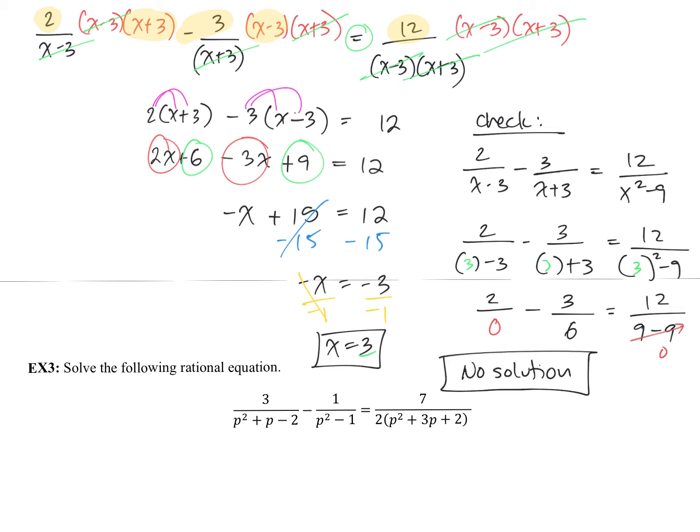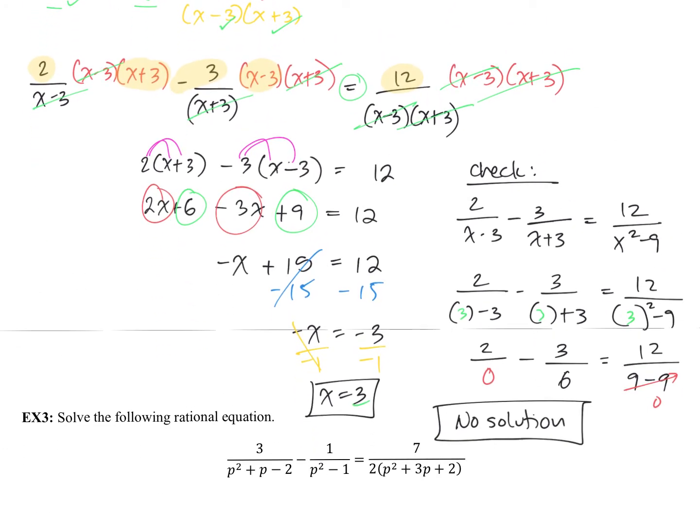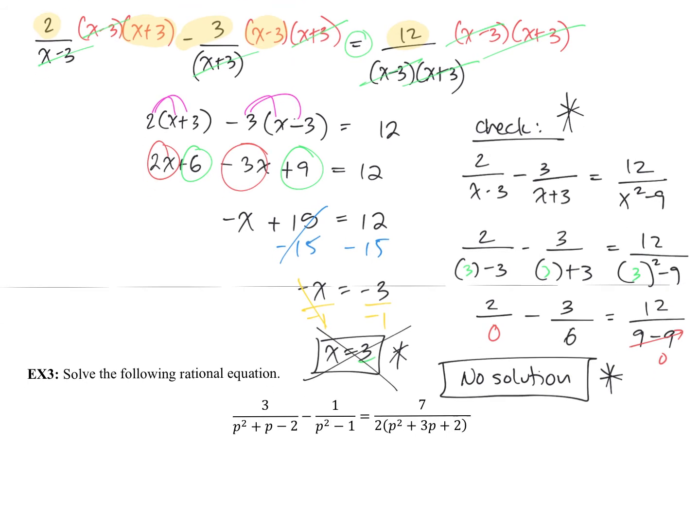So for these rational equations, once again, for the solving, after you found your answer, you need to show the work for the checking and then state your answer. If you have a solution, continue to box your solution. If you don't have a solution, you're going to write no solution and cross out your answer because it's not a solution.